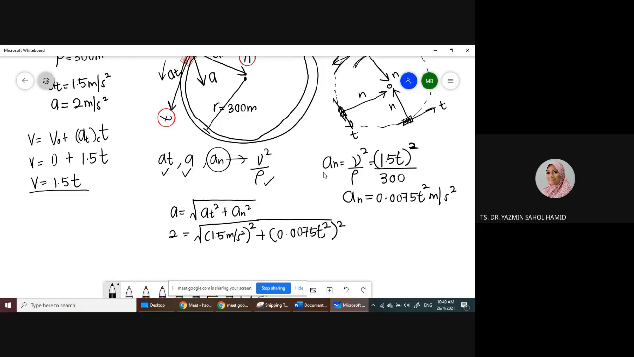So now, from this formula, what can you do? You can find T, right? Can you please find me T? And when you get T, you just put it in here, then you can find V. Please calculate for me. Find me T.